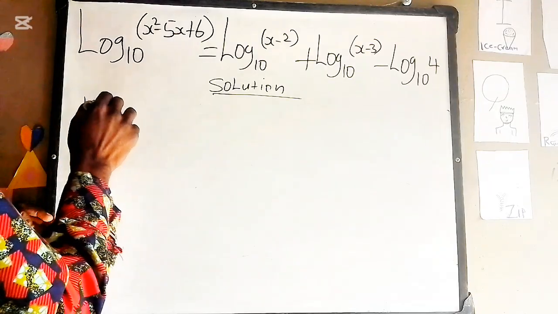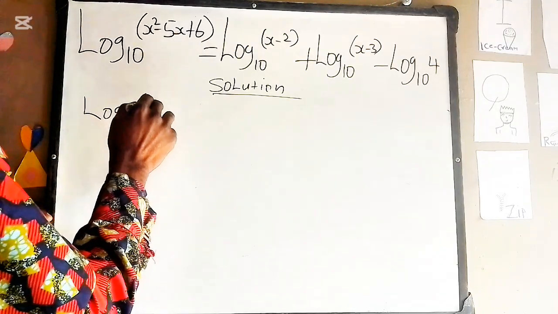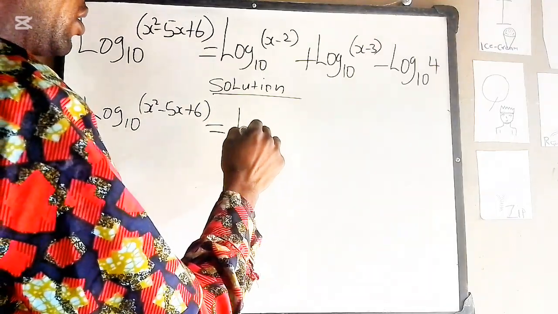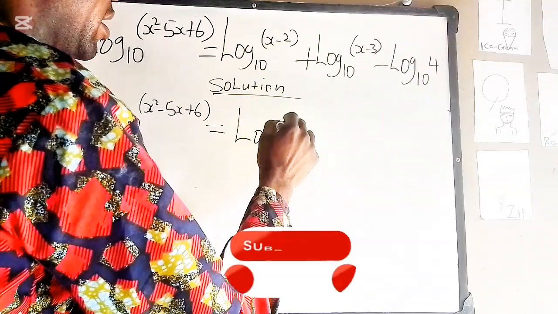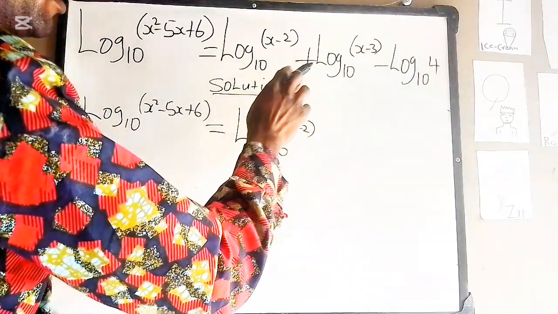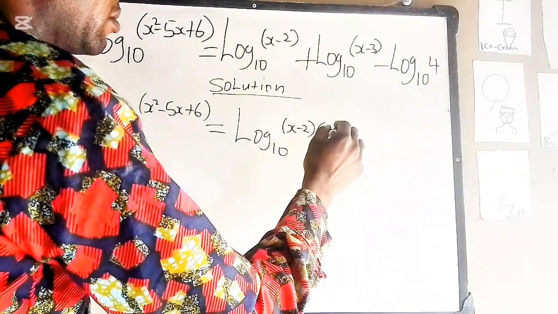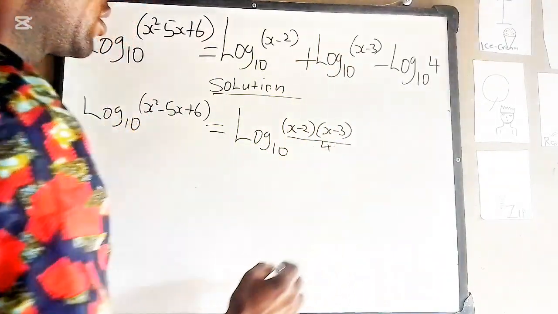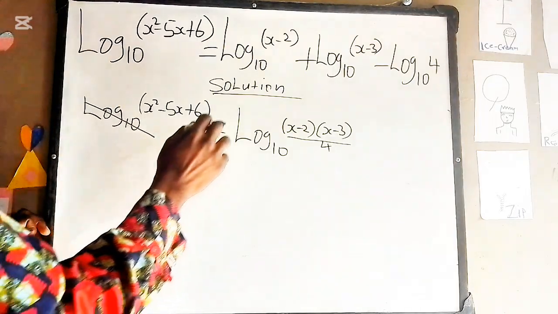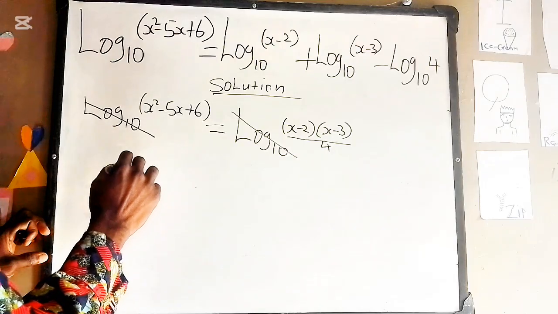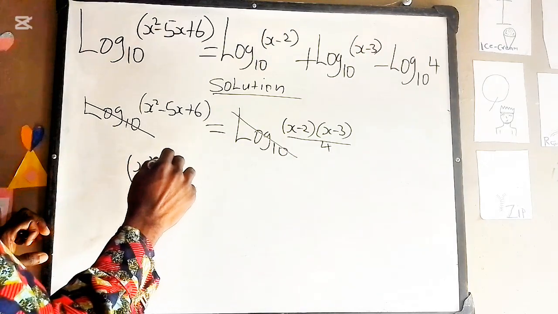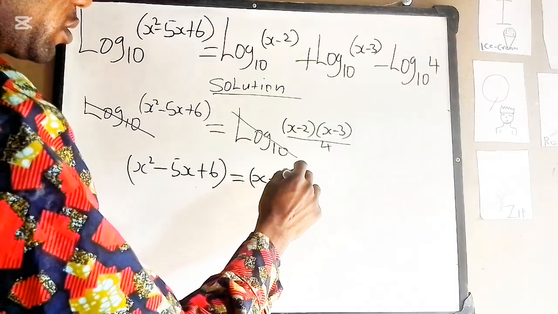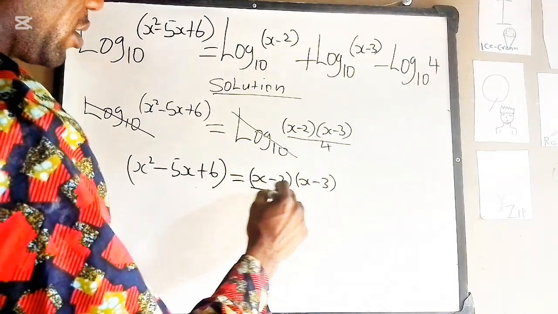We have log 10 raised to power x squared minus 5x plus 6 all equals to log 10 raised to power x minus 2. Since this place is plus, multiply their power times x minus 3. Since this place is minus, divide all by 4. So at the end, we are going to cancel this and cancel this so that we can work with the power, which is x squared minus 5x plus 6, close the bracket, equals to x minus 2 times x minus 3 all over 4.